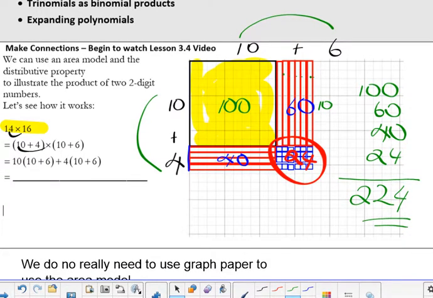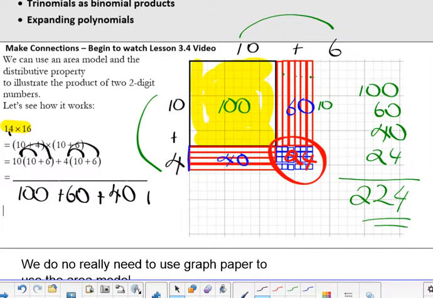Now, how does that work with the distributive property? Well, we can think of it like this. We've got 10 times 10 plus 6, and then we've got 4 times 10 plus 6. Using the distributive property, what do we actually get? We get 10 times 10, which is 100. Then we've got 10 times 6, which is 60. And then for this one here, we've got 4 times 10, which is 40. And we've got 4 times 6, which is 24. And there you have it.